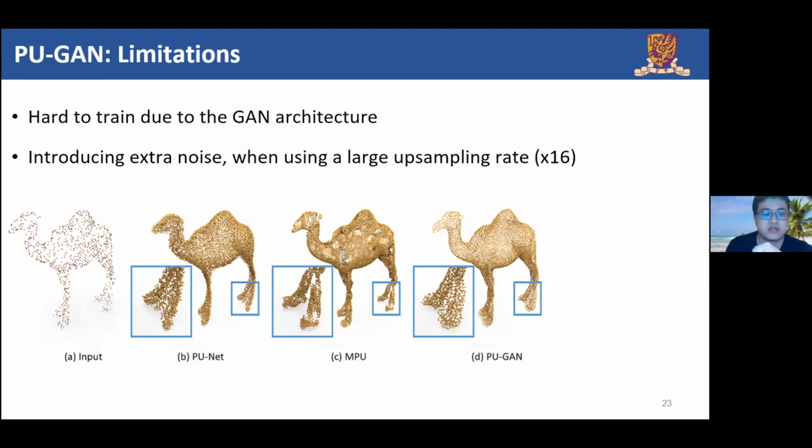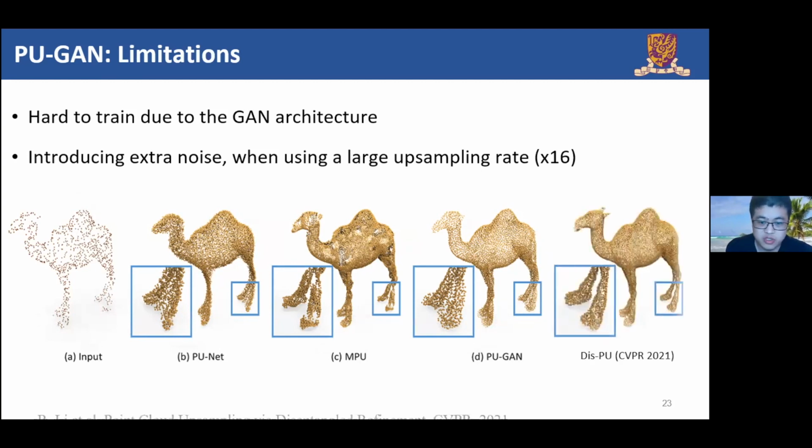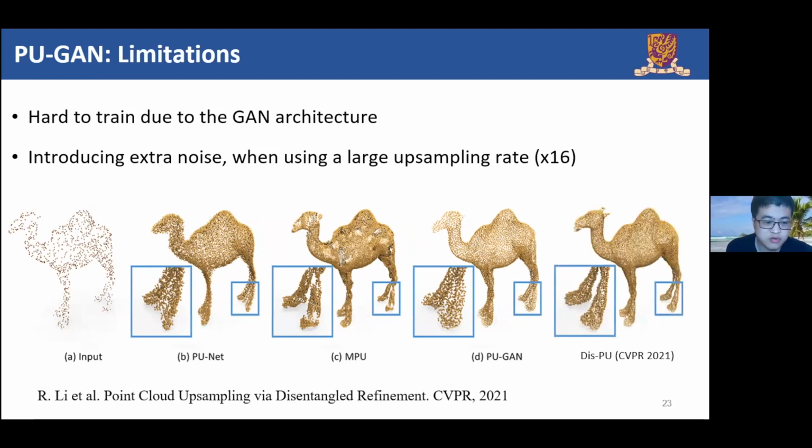This framework also contains some limitations. First, it can be hard to train due to the GAN framework, and it may also introduce some extra noise when using a large upsampling rate. Next, I will introduce our recent work, which achieves better performance and also better efficiency.